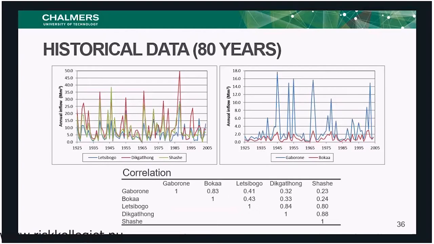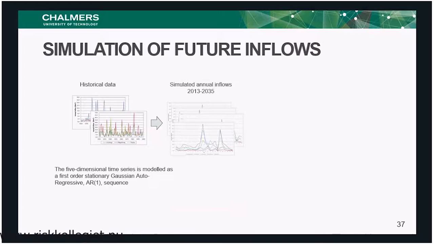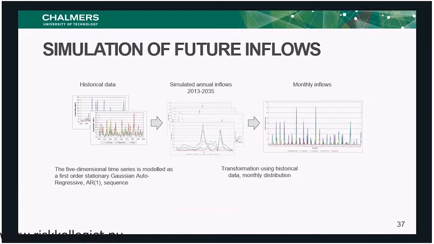So what we did was that we took and produced the five-dimensional time series modeled as first order stationary Gaussian autoregressive sequences and read up to 2035. And based on the statistics from these historical data, we came up with future model inflows to these dams. And I know you cannot follow all the details here, but it's essentially about looking at the statistical data, keeping the statistical properties, and simulating future scenarios.